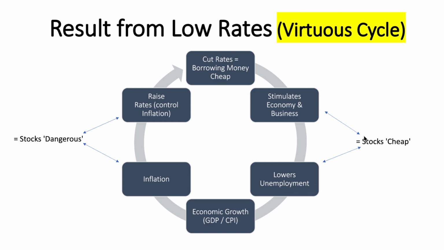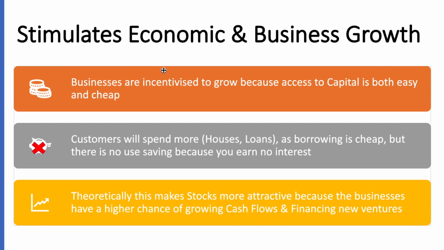But cheap is probably the wrong word. A better way to put it is that stocks are set to prosper from the low rate environment because of the increased economic output that it allows for. And if we just add a little bit more detail to that, what stimulates the economic environment and causes businesses to grow? Well, businesses are incentivized by low rates to grow because access to capital is both easy and cheap. So that's the business's incentive.